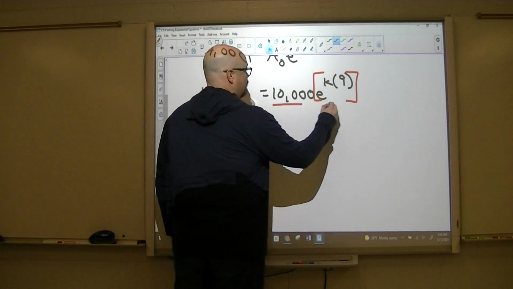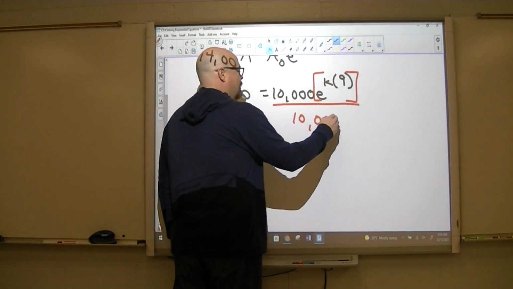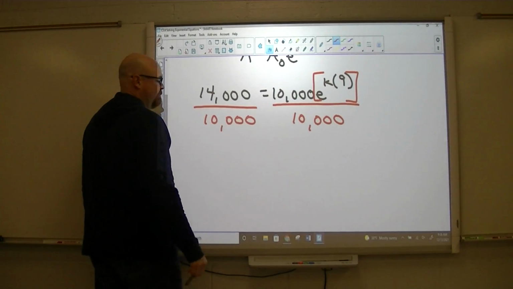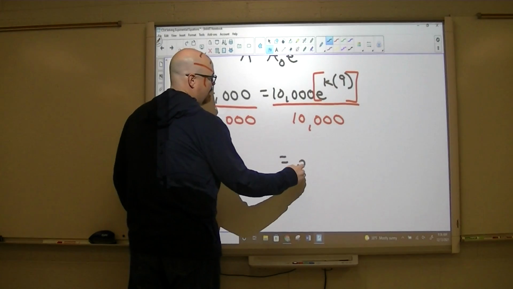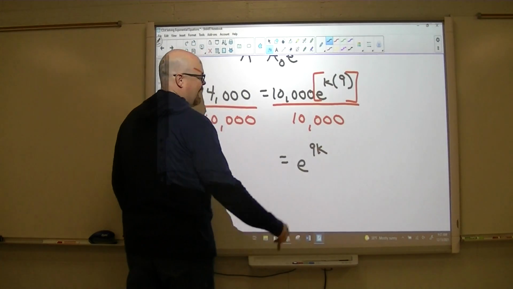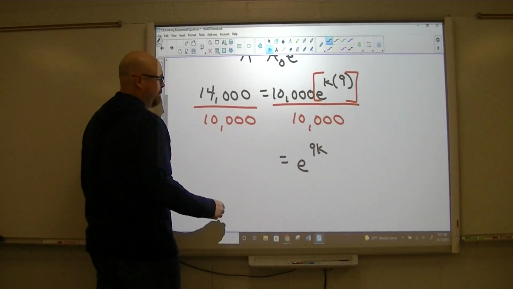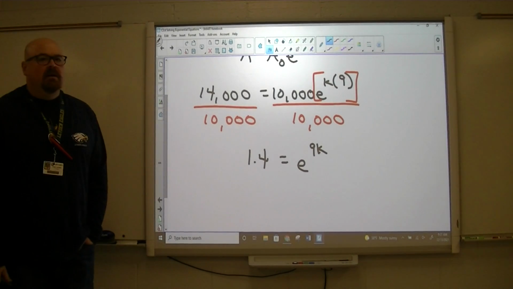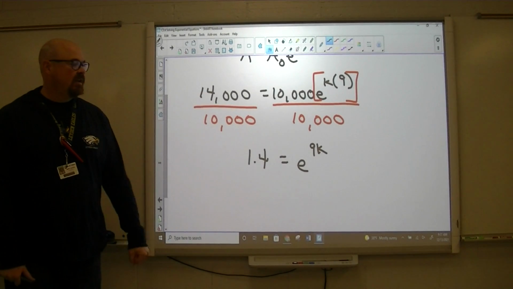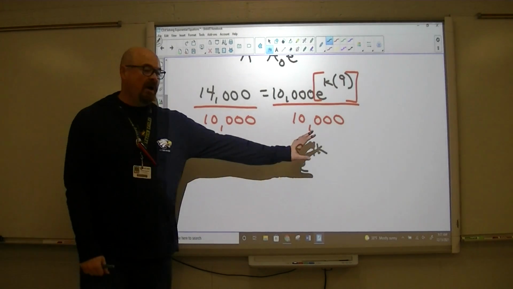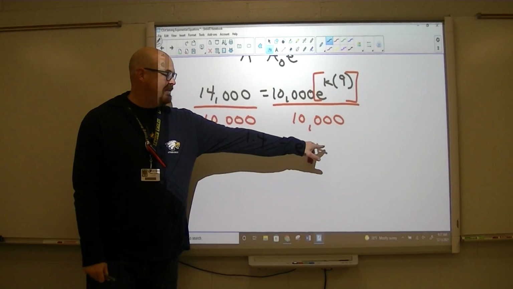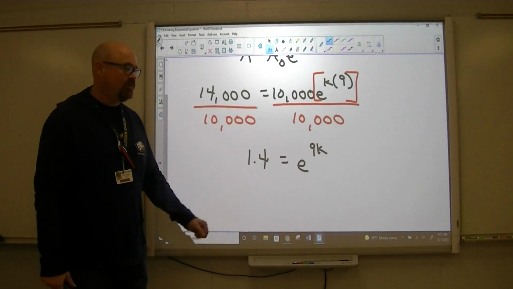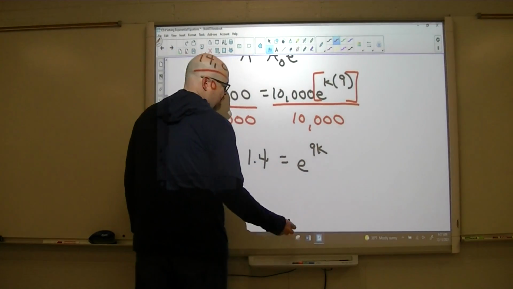So the first thing we're going to do to isolate that power, we're going to divide by 10,000 on both sides, okay? So we get E, and I'm going to write this as 9K, 9 times K over here, and then over here we've got 1.4. 14,000 divided by 10,000 is 1.4. Now I've isolated the power, okay? To get this exponent to come down, to have K be in line with everything on the first level of that problem, I have to take the natural log of both sides.